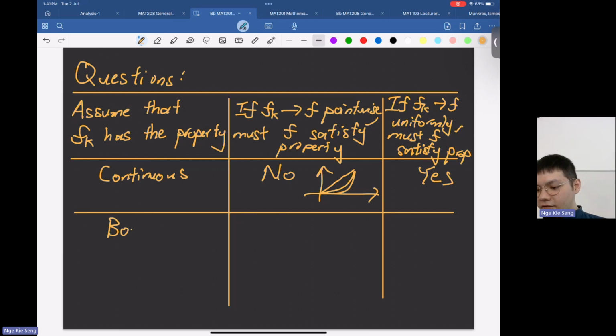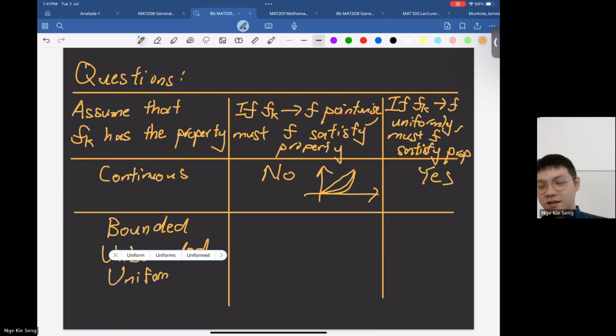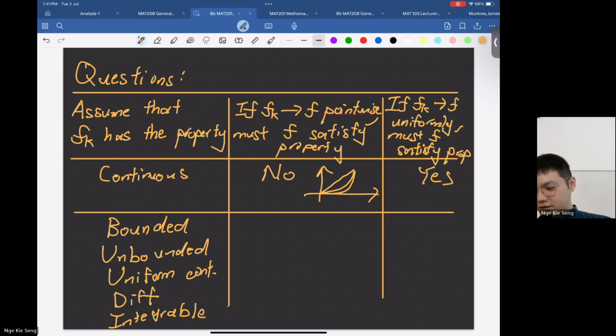For example, if every function in the sequence is bounded, and it has a pointwise limit, does the pointwise limit function need to be bounded or not? Or does the uniform limit have to be bounded or not? Similarly, unbounded, uniform convergence, differentiability, integrability. Okay, what do you think? Sorry, bounded. For bounded, has to be true?